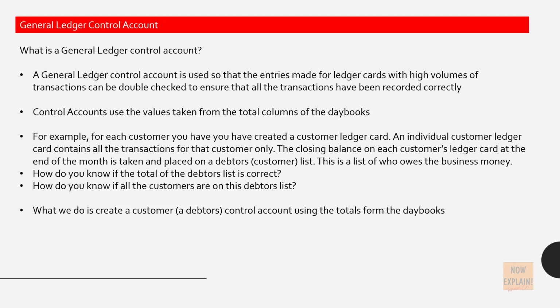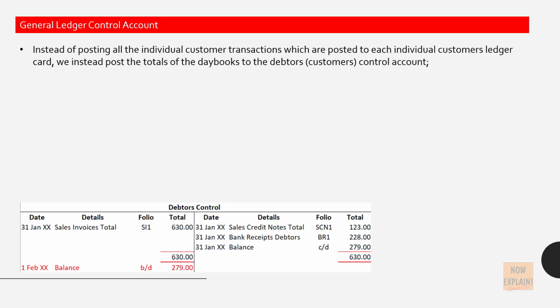What we do is create a debtors control account using the totals from the daybooks. The totals are made up of the individual transactions. Instead of posting all the individual customer transactions, which are posted to each individual customer ledger card, we instead post the totals of the daybooks to the debtors or customers control account.